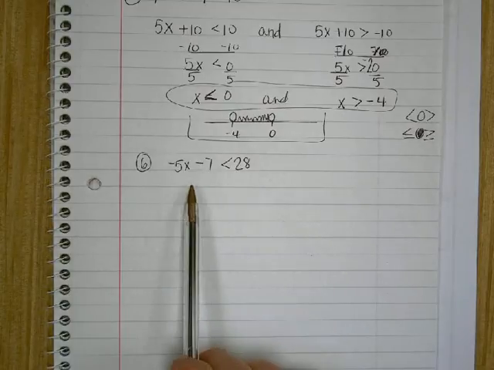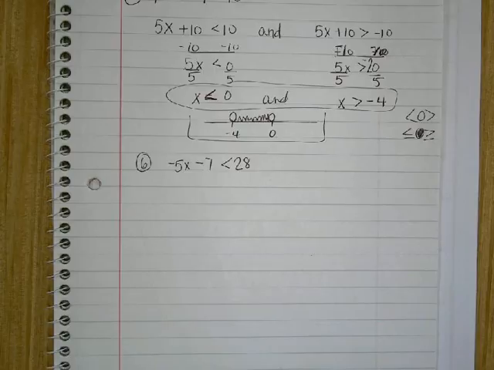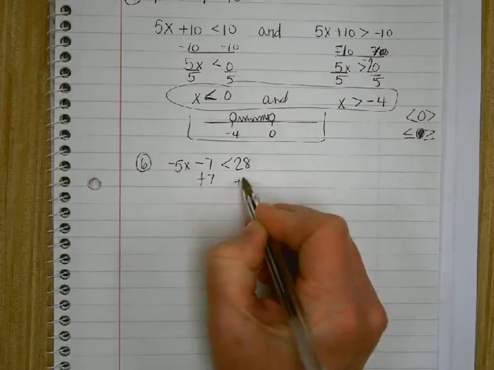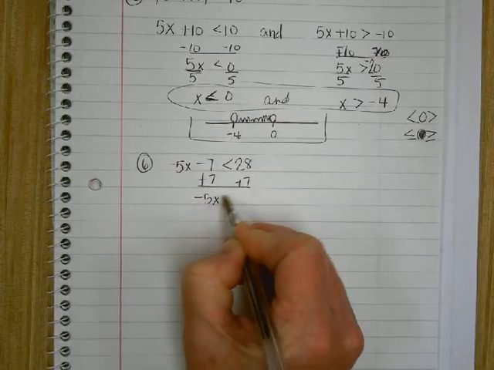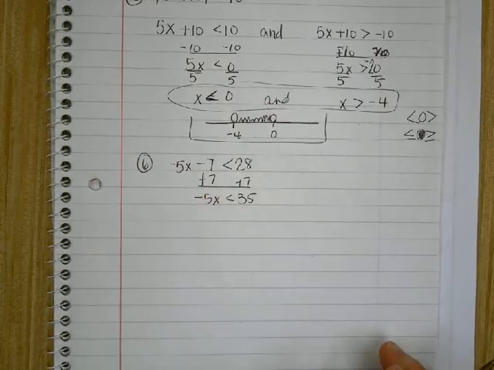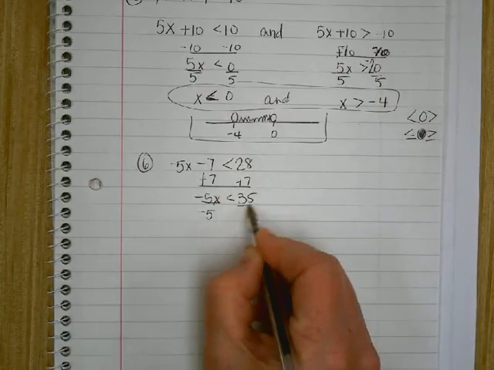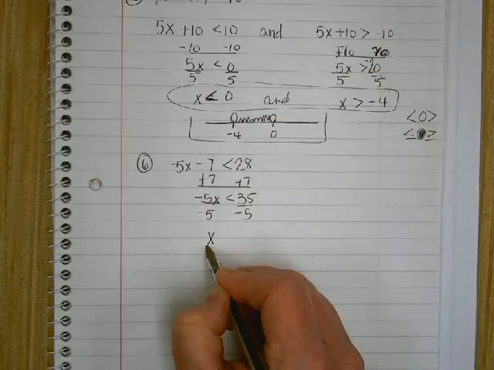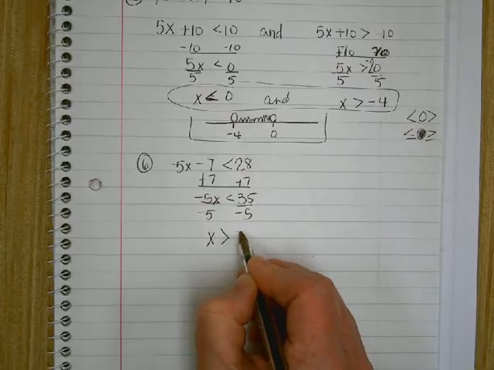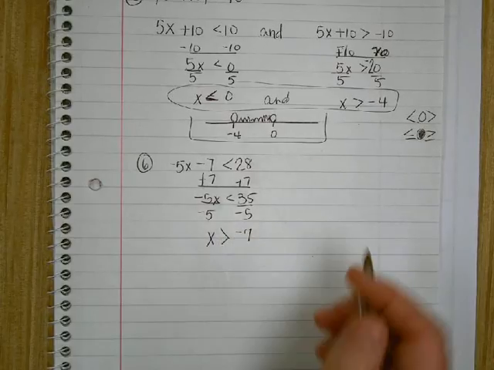What do you do for number 6? Add 7. So negative 5x is less than 35. Raiden, what's next? So x is greater than negative 7. Any questions on that one?